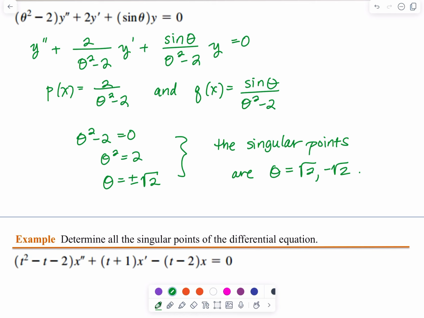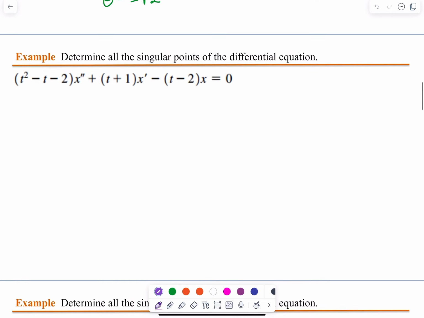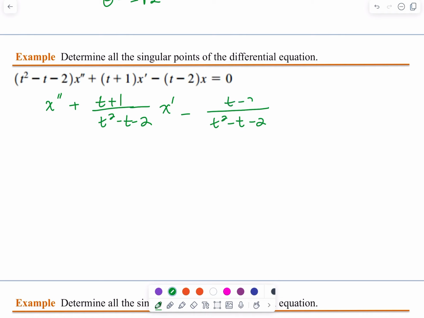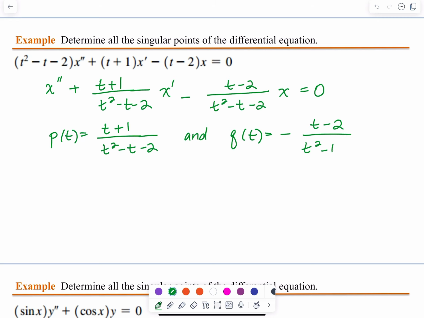Okay, let's take a look at the next example. We're going to do the same thing. We're going to divide every term by that coefficient, which is a quadratic. So we're going to have x double prime plus t plus 1 divided by t squared minus t minus 2, x prime, minus t minus 2 times x is equal to 0. As you can see, we have p of t equal to t plus 1 divided by t squared minus t minus 2, and we also have q of t equal to the opposite of t minus 2 divided by t squared minus t minus 2.